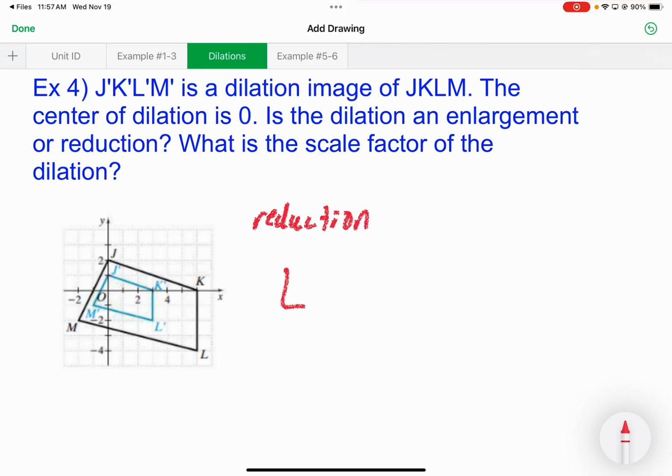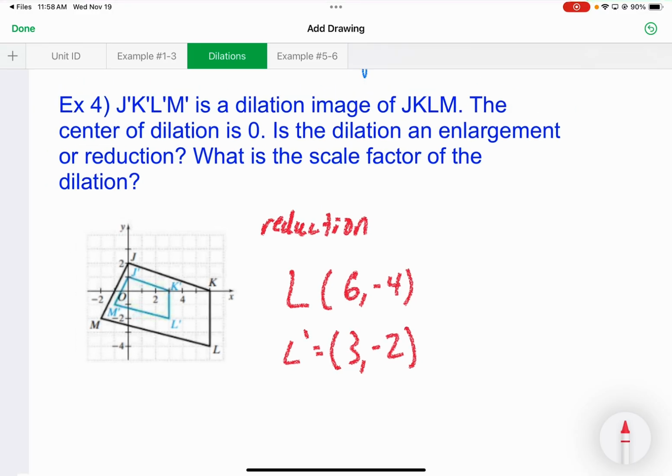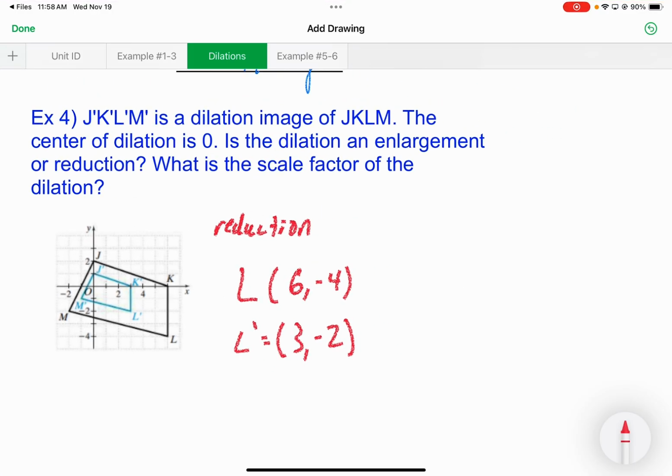So right now, L, what are the coordinate points for L? Looks like 6, 4. Yes. And then L prime would be what? 3, -2, okay? When you do dilation, you're multiplying your coordinates, okay? What did I multiply L by to get to L prime? To go from 6 to 3, you divide it by 2.